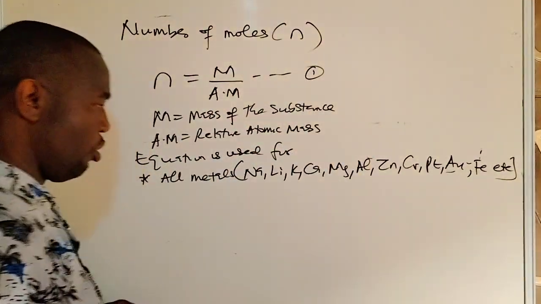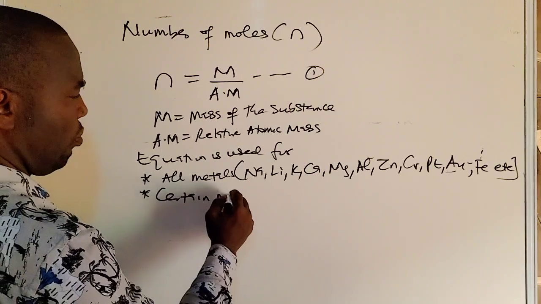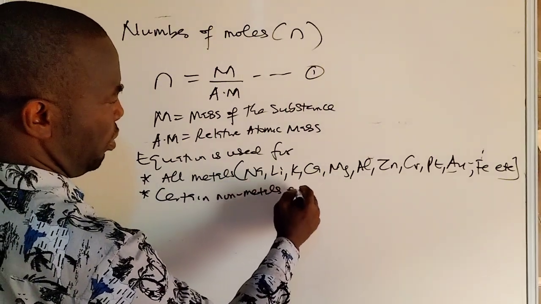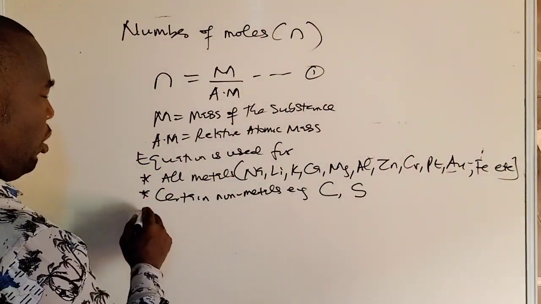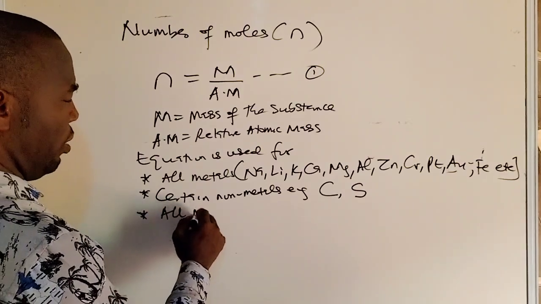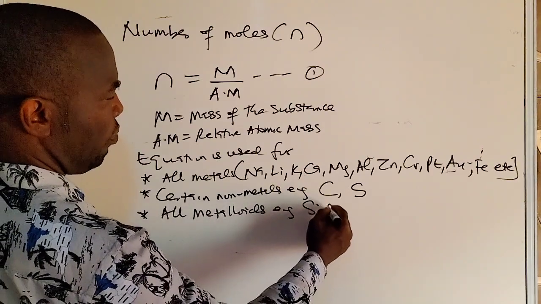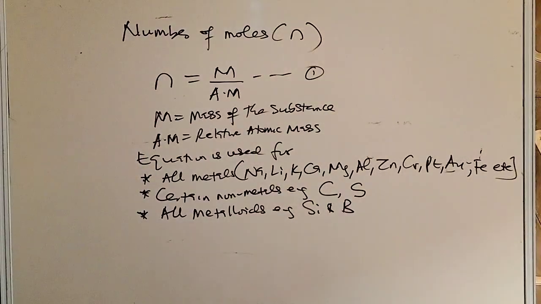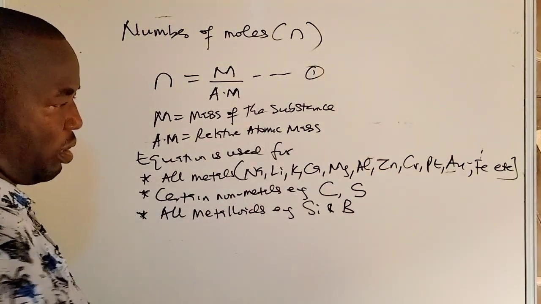Then you also use this equation for certain nonmetals. Certain nonmetals, examples include carbon and sulfur. Also use it for all metalloids. Metalloids include, for example, silicon and boron, elements that have properties of both metals and non-metals, and arsenic and so on. They exist as monatomic elements in most cases, in all cases.